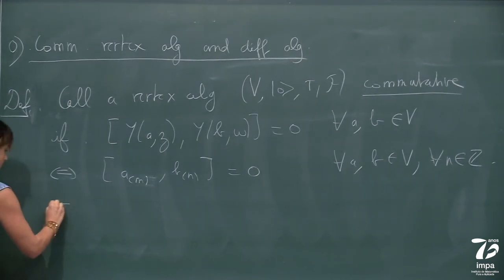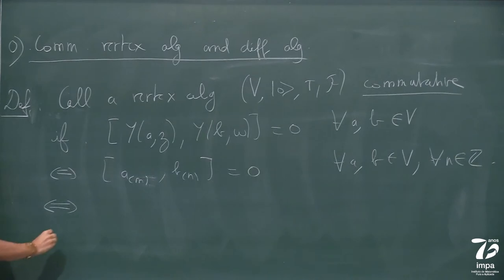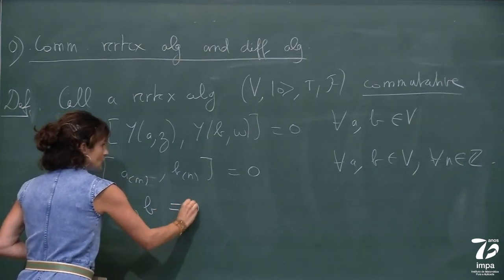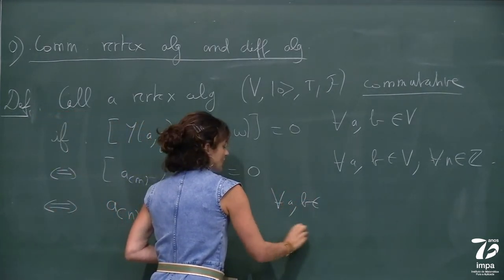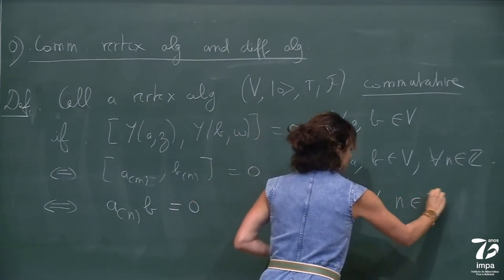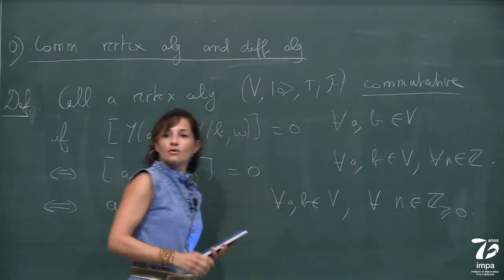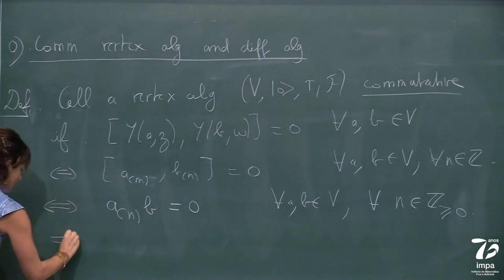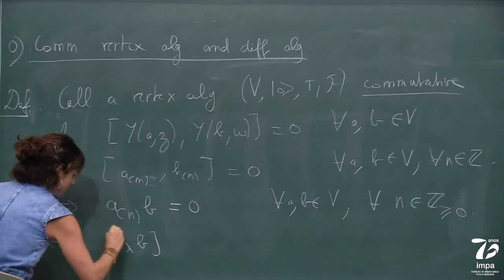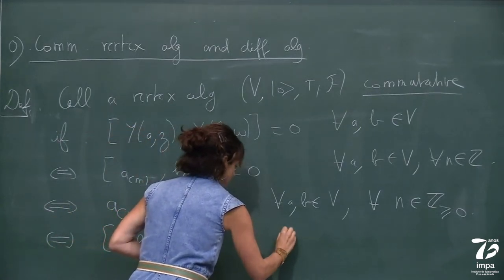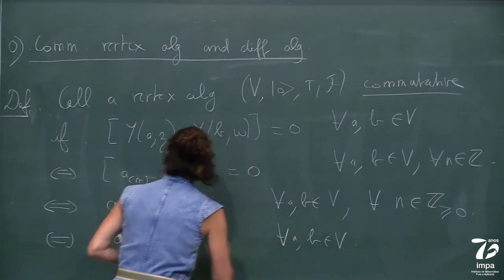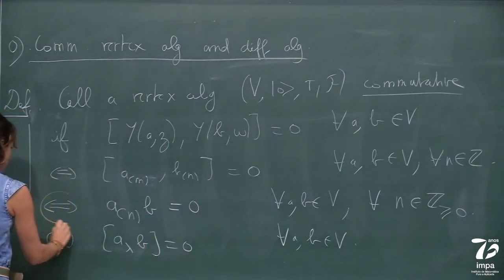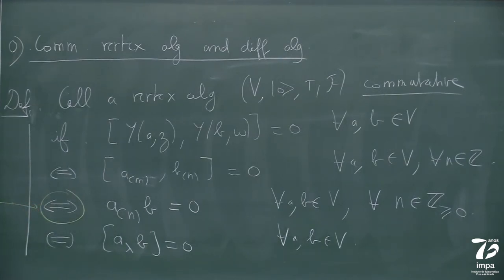A little bit less trivial, which I leave as exercise, is that this is equivalent to the fact that a_(n) b is equal to zero for all a, b in V and all nonnegative integers n. All right? And maybe I can write this in terms of lambda bracket. This is equivalent to that. Okay, and this is clear. So only this equivalence is non-trivial, so I leave it as exercise.